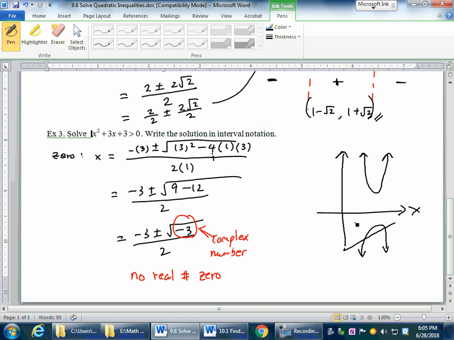So therefore, it cannot be opening downward. If the graph is opening upward and above the x-axis, all of the y values are positive, meaning the result coming out from this formula is always going to be positive. Therefore, my answer will be negative infinity to positive infinity, because all the x values will work in this case. And this concludes this session.